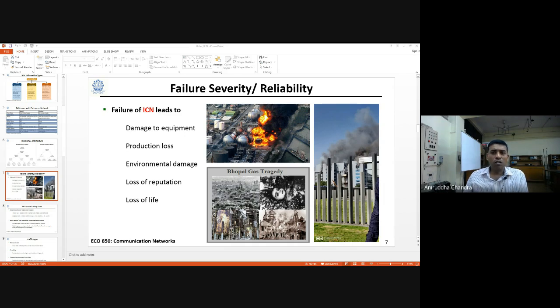So the industrial control network should be very, very robust, and any failure can lead, to say the least, to damage of the equipment, and then probably the production is lost. Then bigger disasters like environmental damage and loss of reputation, and then obviously loss of life, which is probably the biggest thing that can happen. But they are all related.